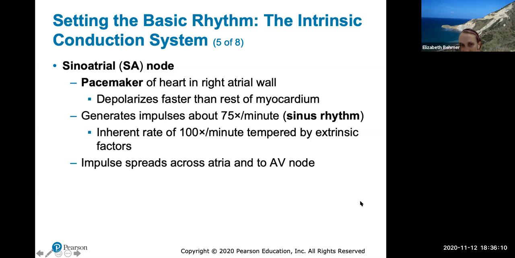So it starts in the SA node, this electrical signaling process. Your SA node is considered the pacemaker of the heart. It's located in the right atrial wall. It will depolarize faster than the rest of the myocardium. It generates this impulse about 75 times a minute. That's called your sinus rhythm. And the impulse will spread across your atria and into the AV node.